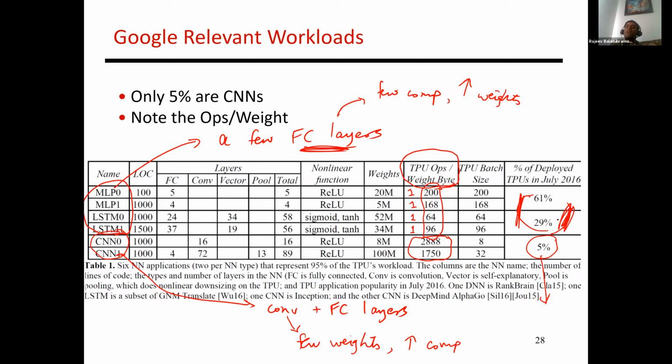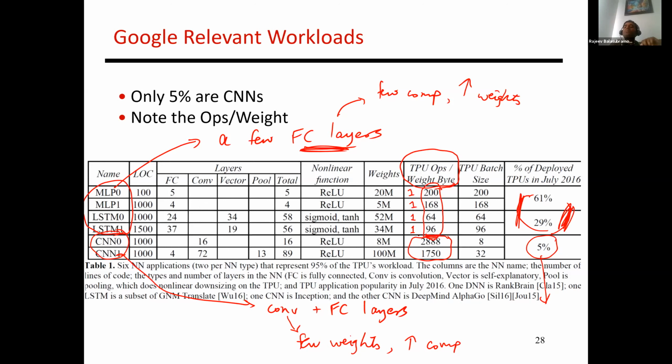Okay, now let's explain these numbers over here. If I'm taking the trouble of bringing in a weight from memory and I'm using that weight to do just one computation, that's not very efficient, right? This means I'm going to spend all of my time and energy getting stuff from memory, right?